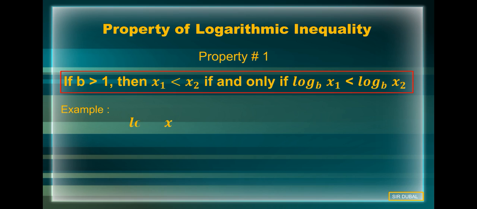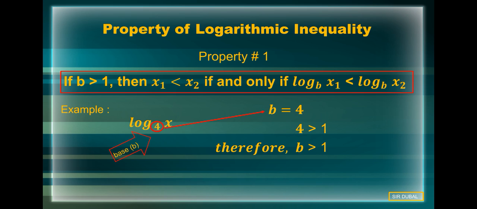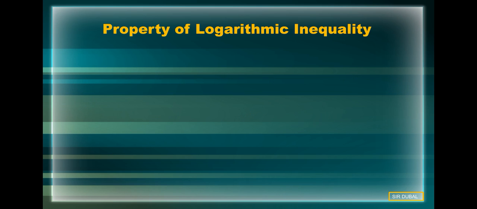Example, log of x with the base 4. This 4 here is our base, which is represented with small letter b. So b is equal to 4. We all know that 4 is greater than 1. Therefore, b, which is equal to 4, is greater than 1. In this case, the direction of our inequality is retained.